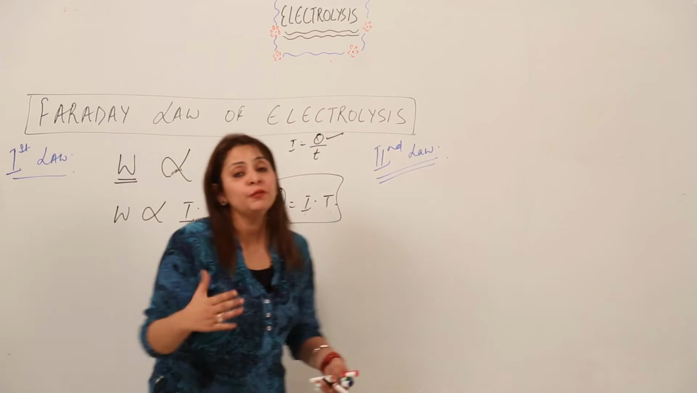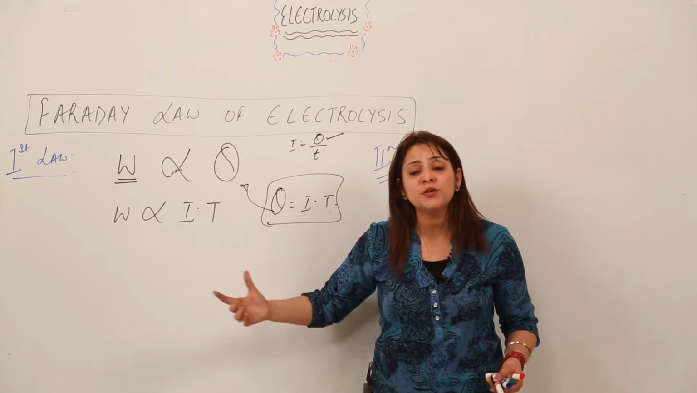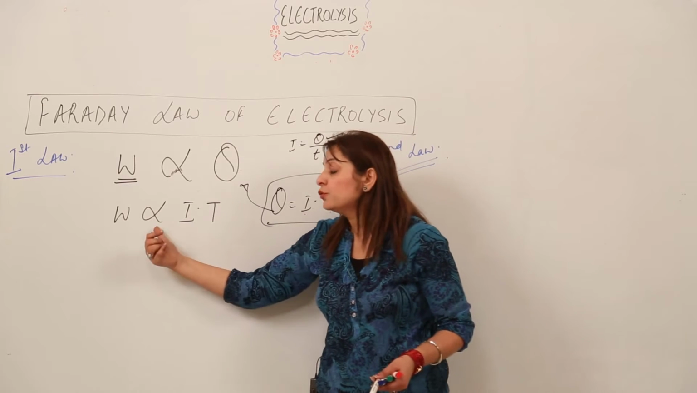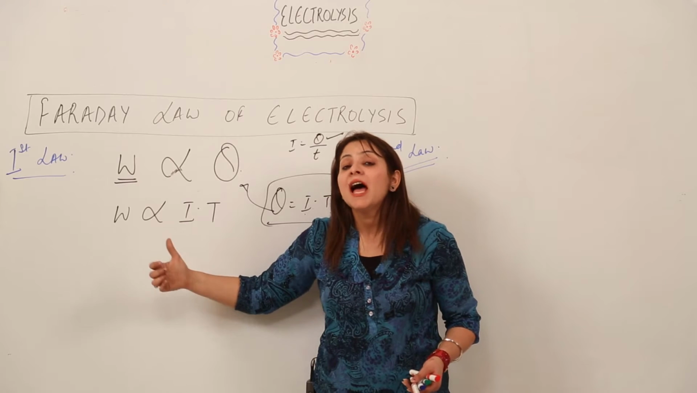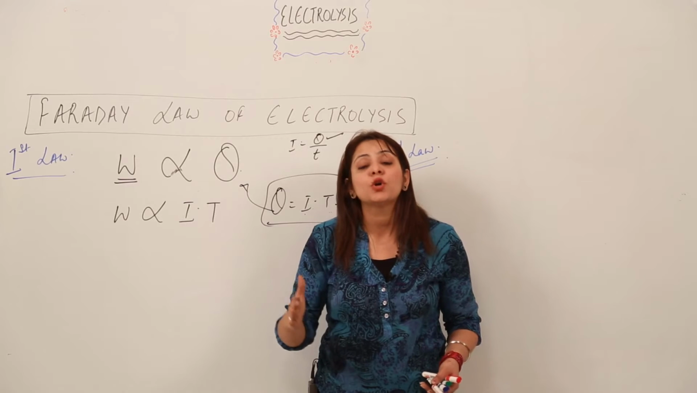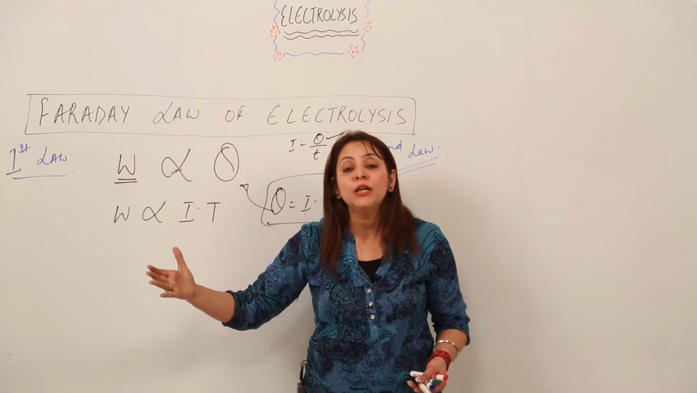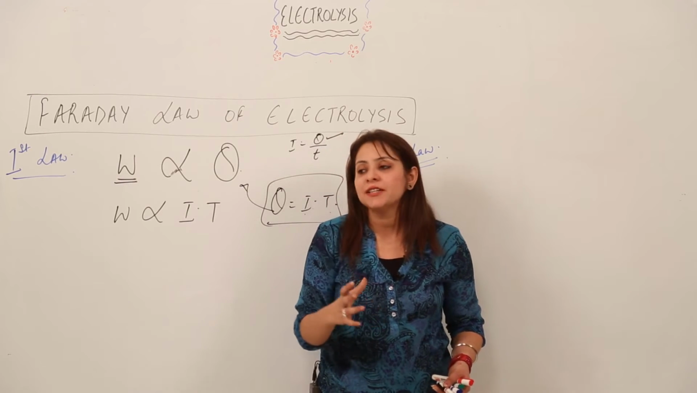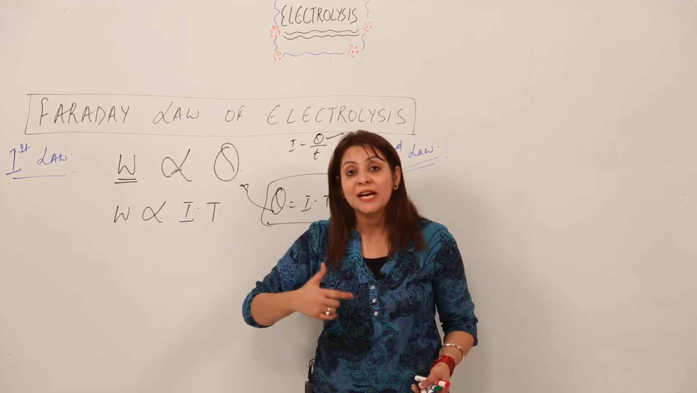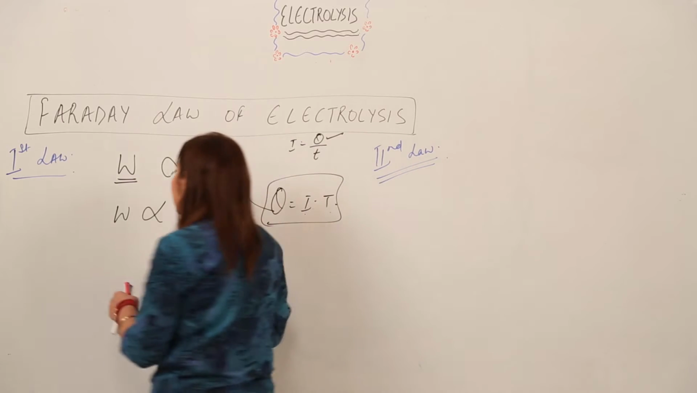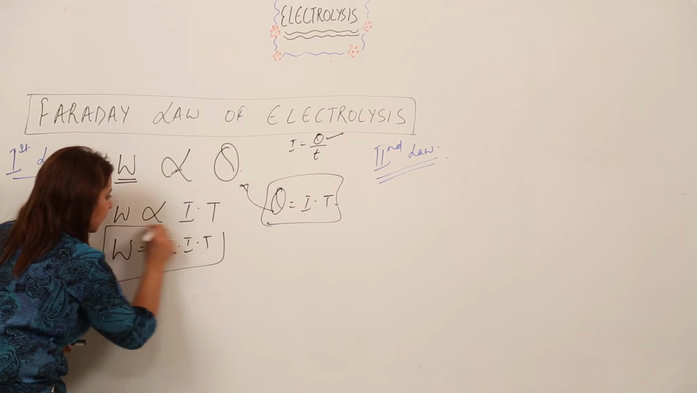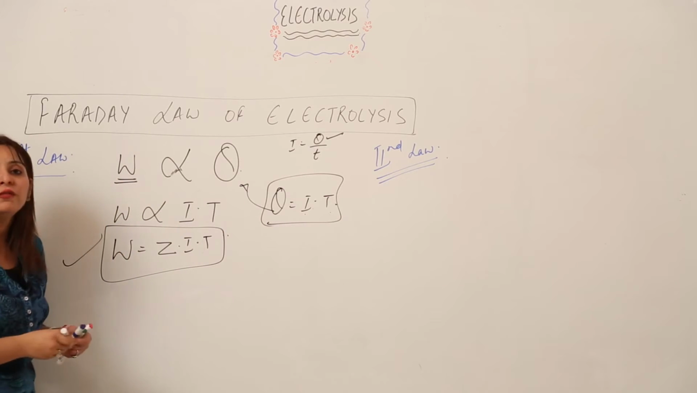As we know, if we wish to use this mathematical expression in the form of a formula, we need to have an equal to sign. That means we have to replace this proportionality sign by using a constant. In some cases the constant has a specific name or values or units, and in some cases it is just K. But in this case we have a constant which has a specific name as well, and that is Z. So, this is the expression which we get from the first law of electrolysis.